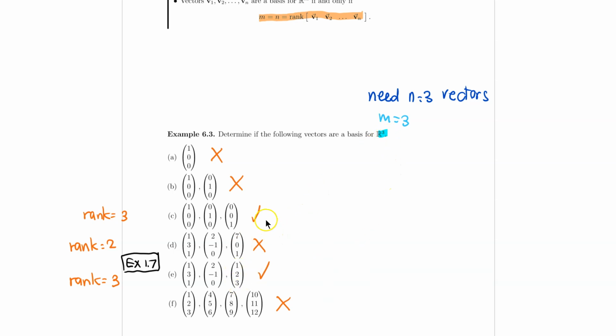Notice that the basis for a vector space is not unique, so the 3 vectors from part C form a basis for R cubed. The 3 vectors from part E also form a basis for R cubed. So there are many possible choices for a basis. However, all choices will have the same number of vectors because R cubed has dimension 3. So whenever I have a basis, there will always be 3 vectors.